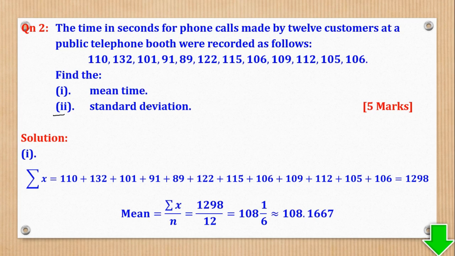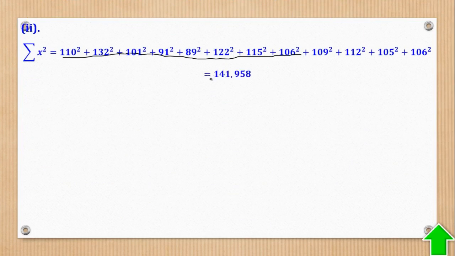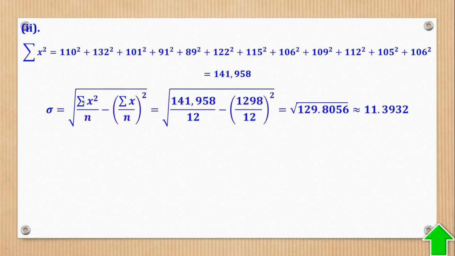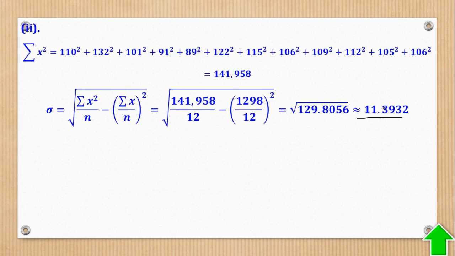For (ii), they wanted the standard deviation. You have to get the sum of the squares of all the values, which is summation of x squared, and it will be equal to this. Therefore, I'll quote the formula. This formula is available in your mathematical logbook. Substitute summation of x squared and summation of x, n, under a square root because they wanted standard deviation. In the end, you'll come up with 11.3932 as the answer they wanted.